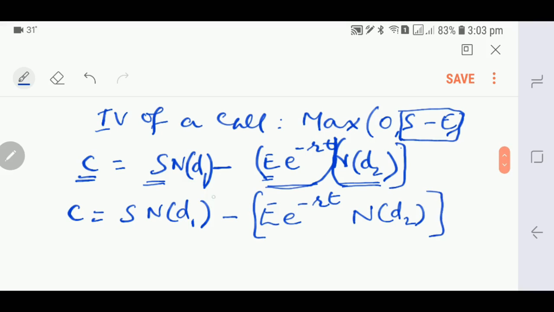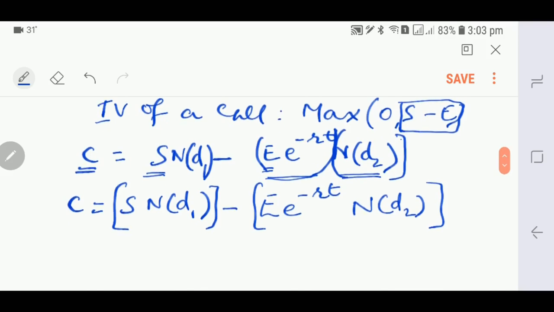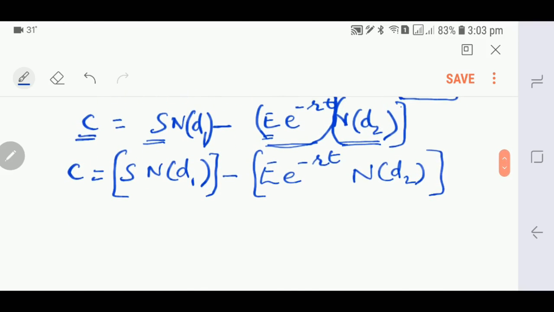So these are two quantities. Now what is this n of d1 and n of d2? Before we can find out the n of a quantity, we must first of all find out the quantity itself. So we must know what is this d1 and what is this d2. So let's figure that out.